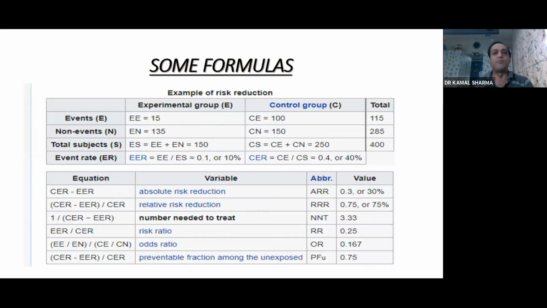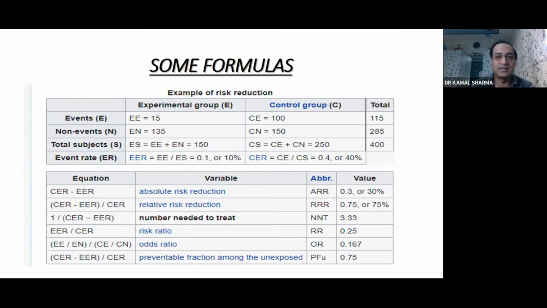Now, these are some formulas that I thought I'd talk about before I jump on to number needed to treat. We all have a very simple table, and there will be some more talks that will tell you about the odds ratio, etc. But I'm just going to summarize all of them in brief. You can see there are two groups. When we take a study, you'll have an experimental group and a control group.